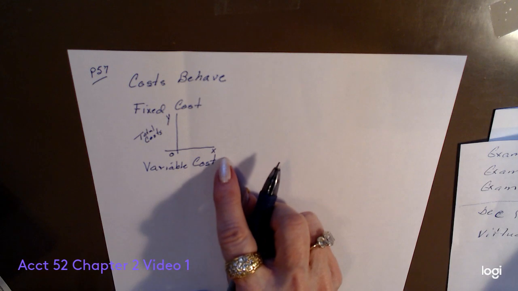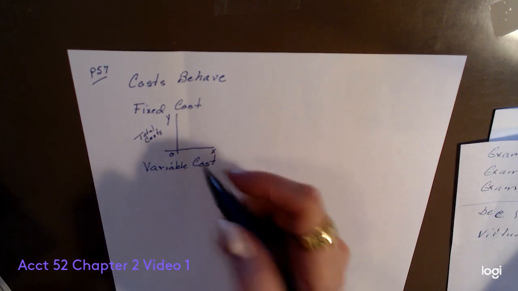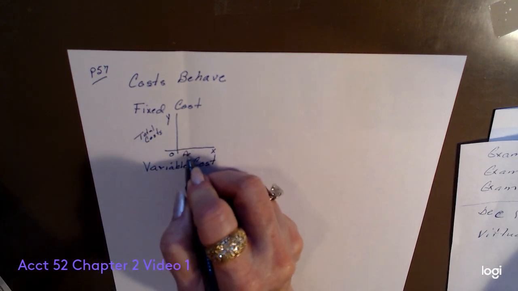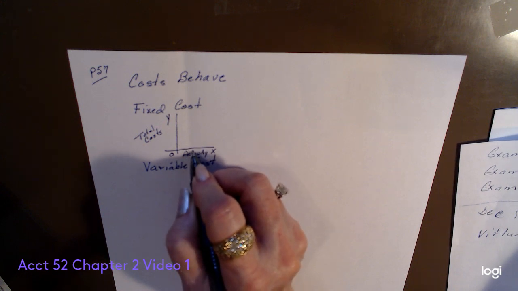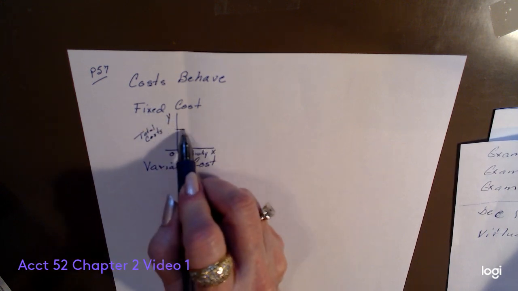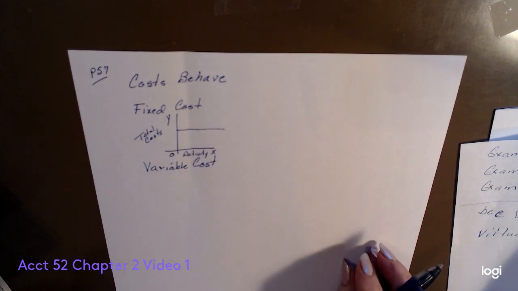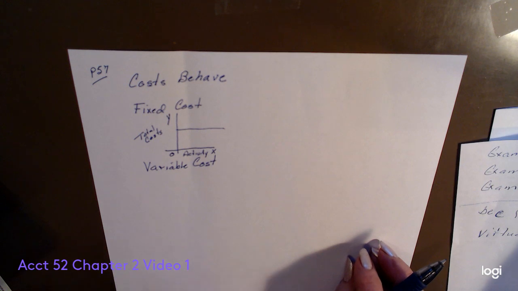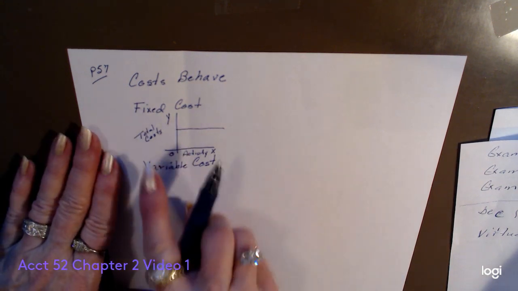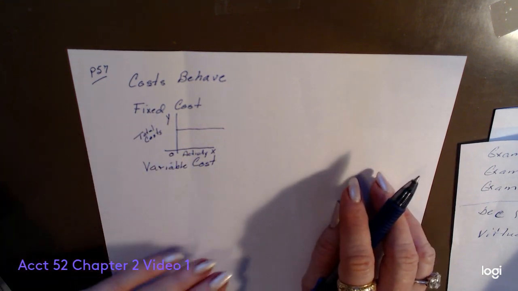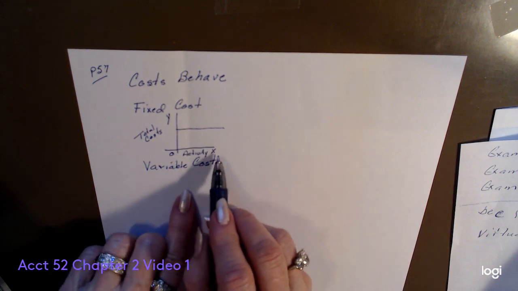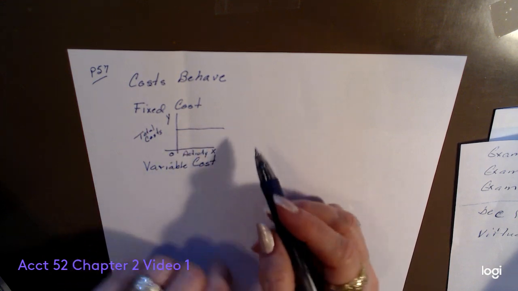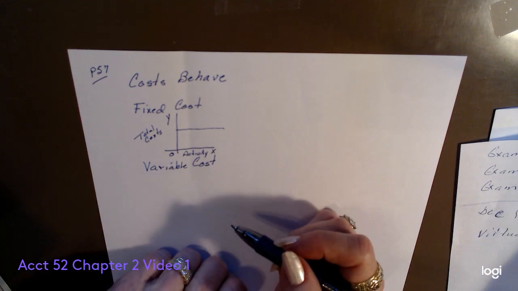And then on the x-axis, we're looking at activity. And a fixed cost, if that was a straight line, which we know it isn't because I'm not good at drawing straight lines, this is an example of what a fixed cost looks like. And what that means is with whatever the range of activity, the cost remains exactly the same.